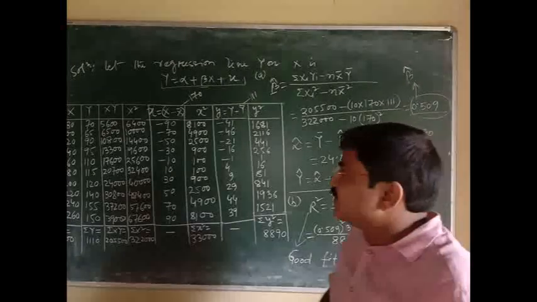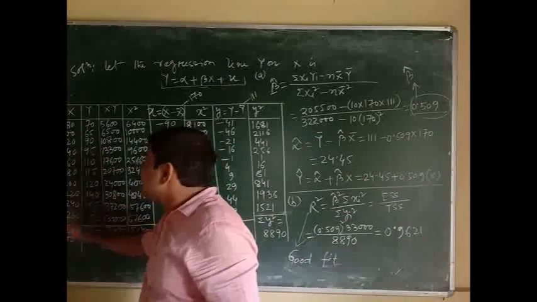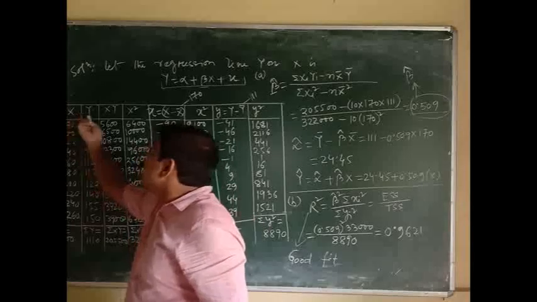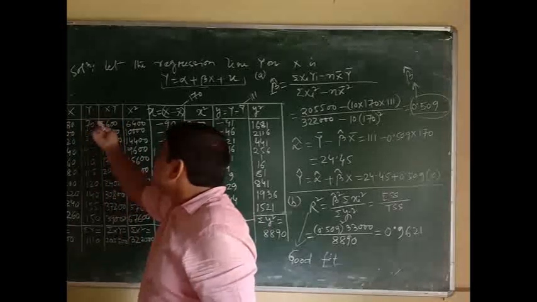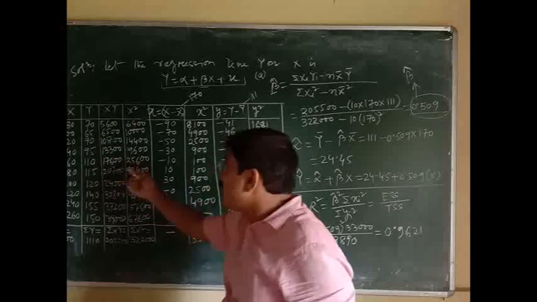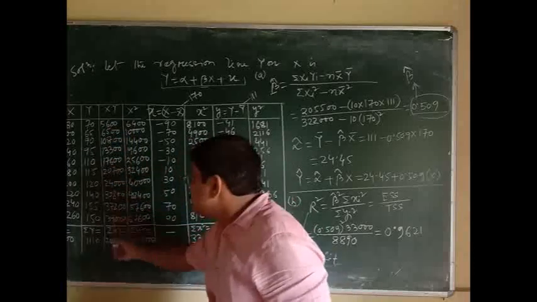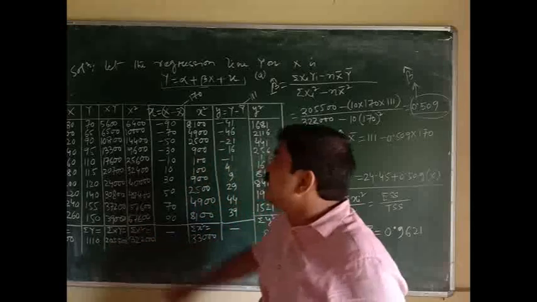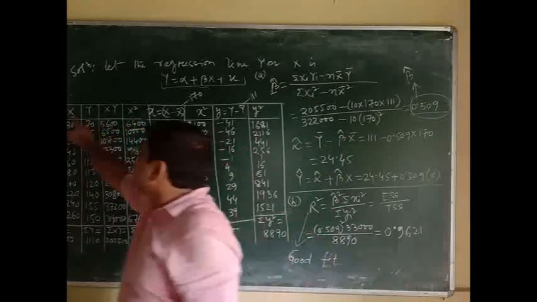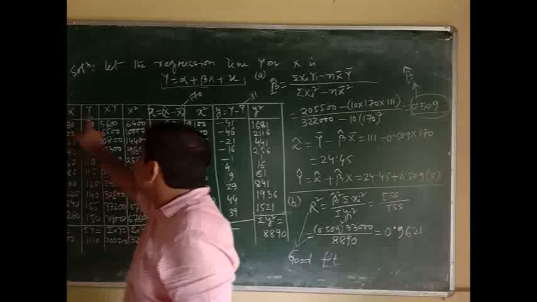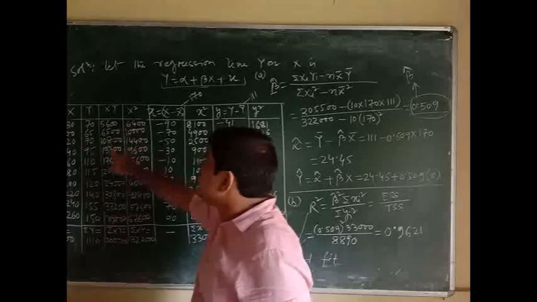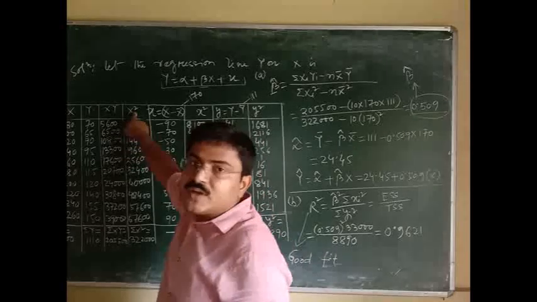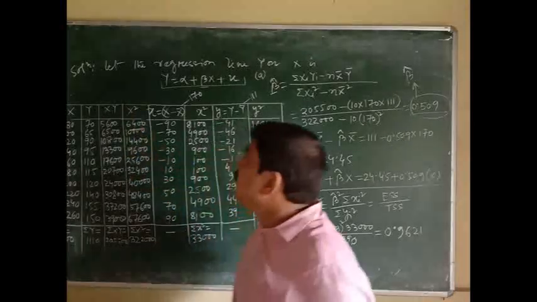So first we have started by putting the values of x and y. Then we have multiplied the values of x into y. So this is your xy. After multiplication of x into y, if you sum up all these values, then summation of xy is equal to this value. And if you get the square of this x, then 80 into 80 is equal to 6400, 100 into 100 is equal to 10,000. So in that way we get the values of our x squared.